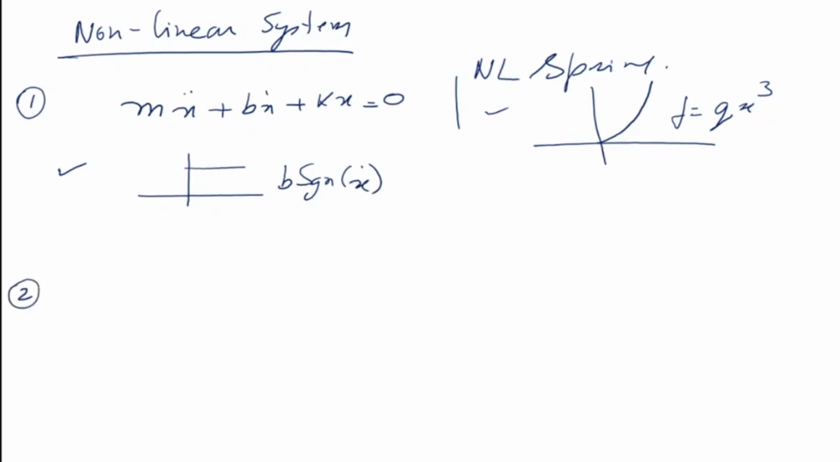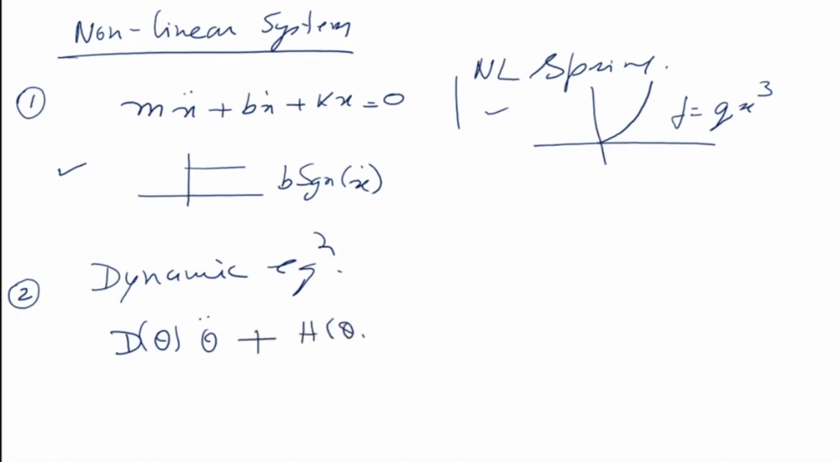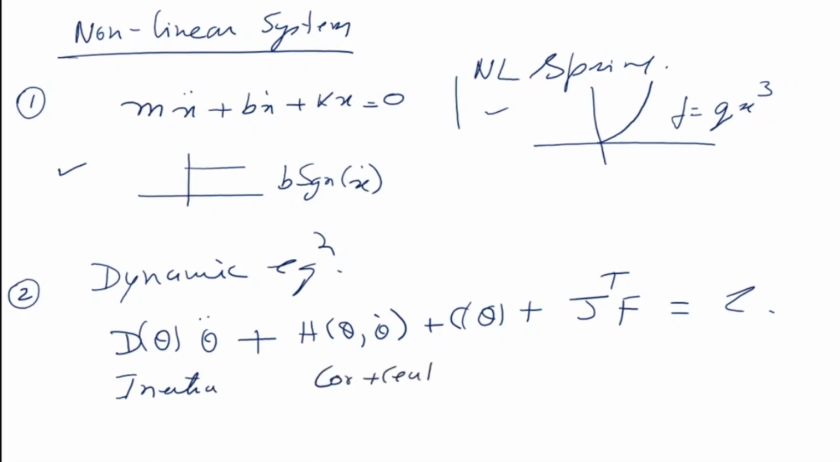Now when we look at the dynamic equation of the robot, we see that it is written in the form: the mass inertia matrix times acceleration, plus h of theta, theta dot, plus c of theta, plus J transpose F, is equal to the joint torque tau. Now we know that this is my inertia term. This is Coriolis plus centripetal. This one is gravity. This is external force. And this is my joint torque. Okay. Now we know that this is a nonlinear differential equation.